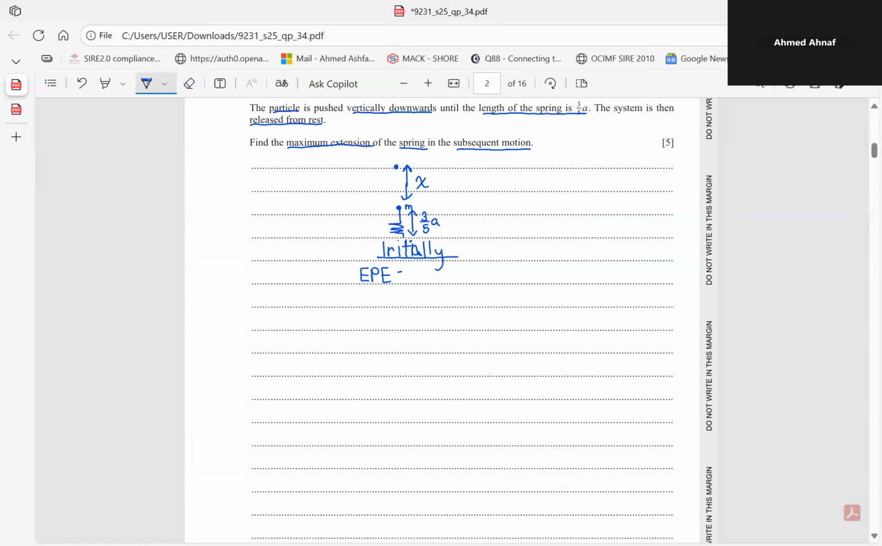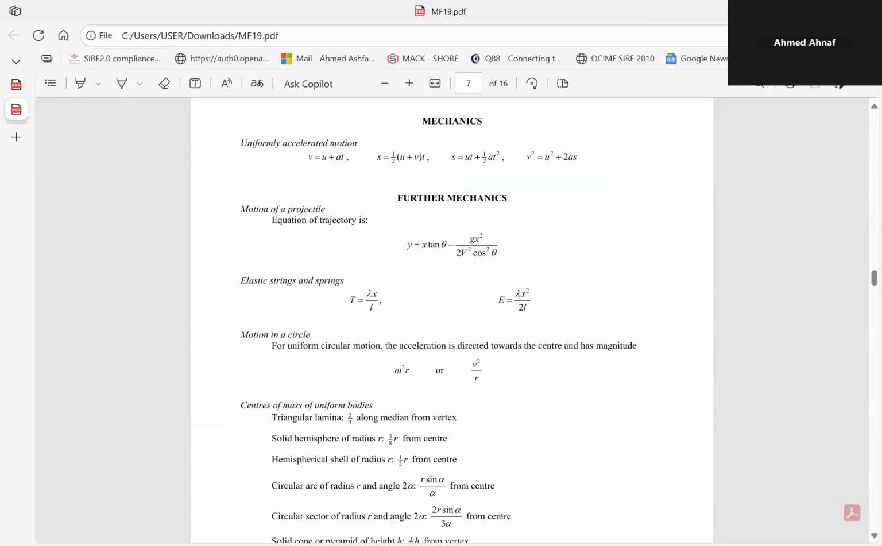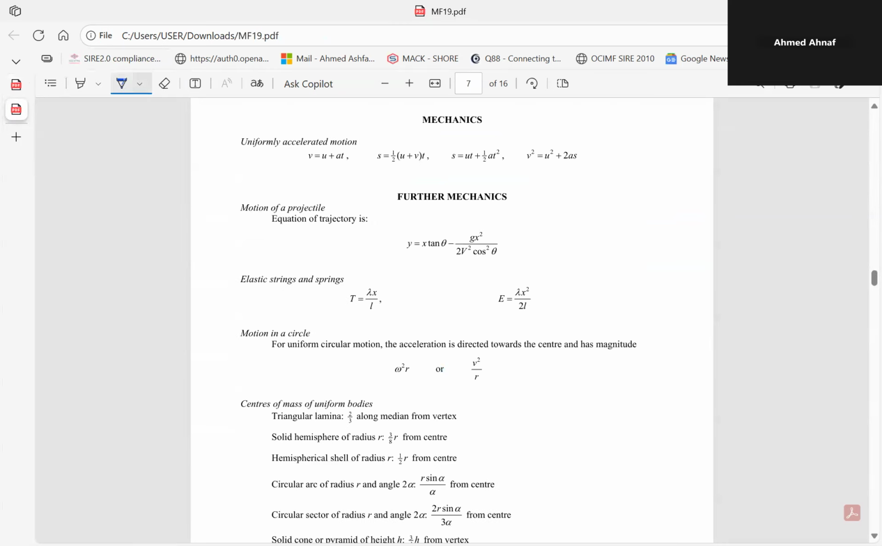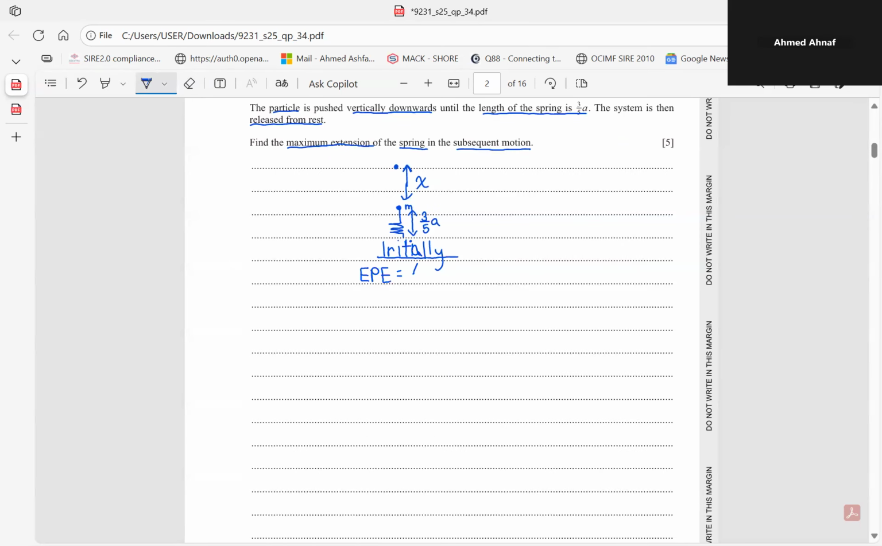So to find the EPE, you just go to MF19. Under further mechanics, you'll see under elastic strings and springs, you'll see this formula where the subject is E. So this is the formula for the elastic potential energy. So you can see it's lambda x squared over 2L. Okay, so let's write it down.